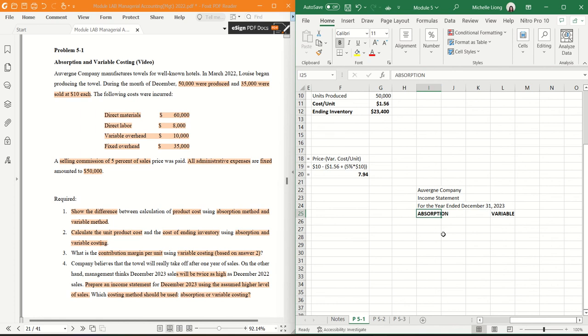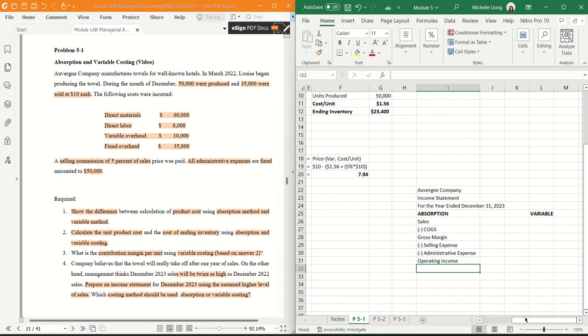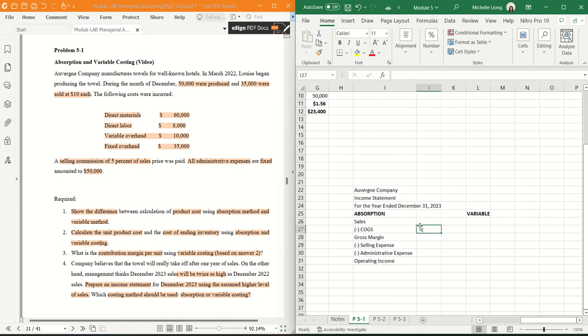Okay. First one. In order to make your income statement, we have sales, we have COGS, and then we get the gross margin. After that, we will minus it with our selling expense. And then we have our administrative expense, and we get the operating income. Okay, so the first step is this. Then we'll just go right into it.